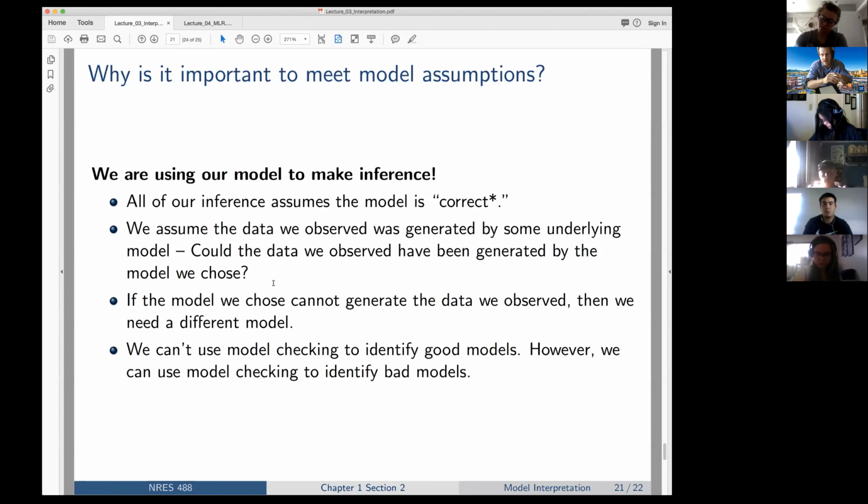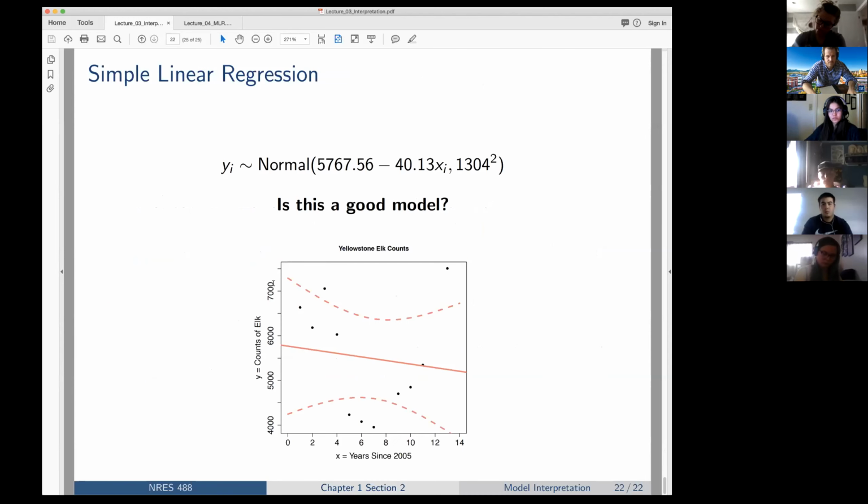And the last thing I'll say about model checking is we can't use model checking to identify good models. However, we can use model checking to identify bad models. So a model can be good based just by coincidence, and we'll never be able to use model checking to identify that. However, we can observe when models are egregiously wrong, and that allows us to throw out those models and think of new ones.